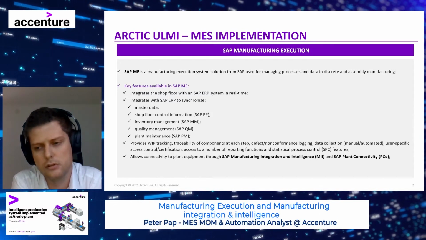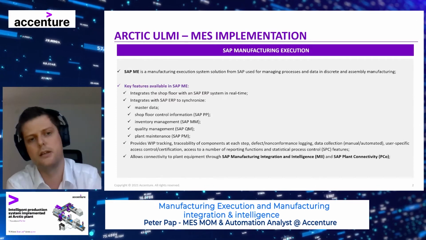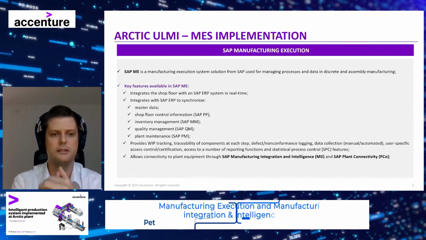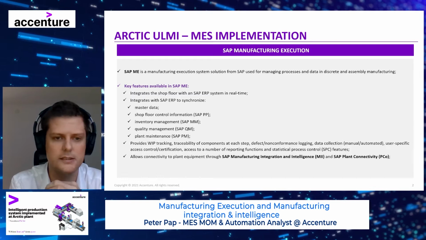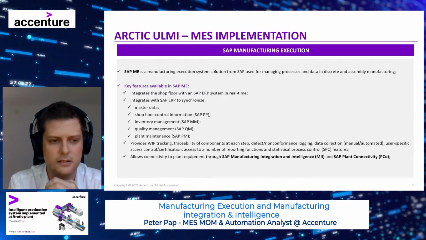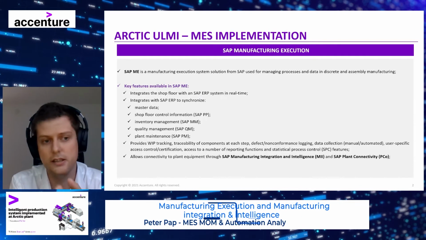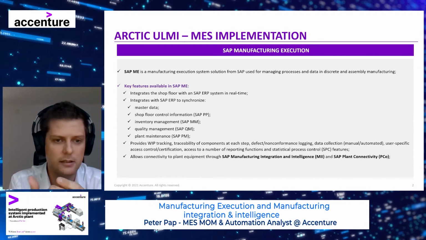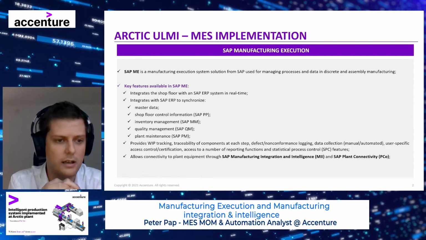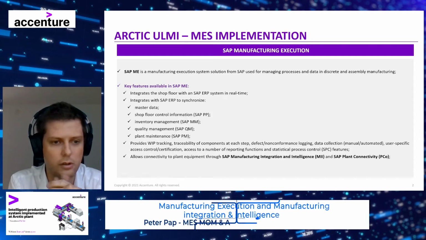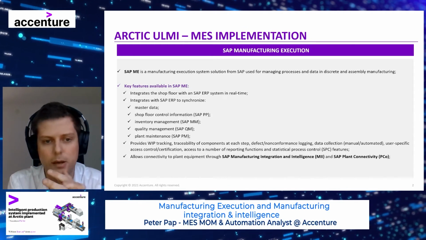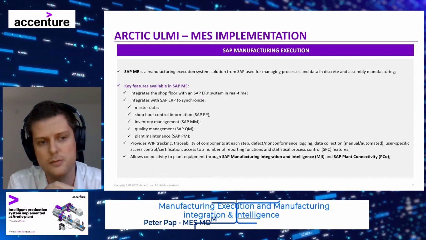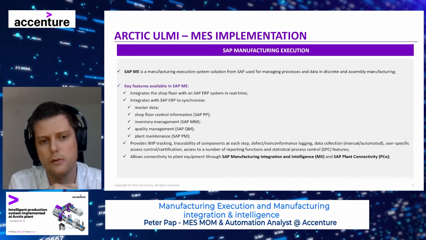Let's take a look at the key features of SAP ME. First of all, SAP ME can be integrated with SAP's ERP system in order to synchronize master data, such as materials, bill of materials, production orders, etc. And there are a bunch of different ERP modules like SAP PP for shop floor control information, MM for inventory management, QM for quality management, and last but not least, PM for plant maintenance.